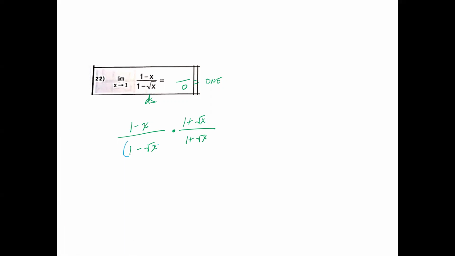So then once I have this, I'm going to go ahead and FOIL it. If I do FOIL, 1 times 1 is 1. That's the first. Outer and inner are going to cancel because there's a minus and a plus, and they're the same square root of x's. And then the last is going to be a negative square root of x times square root of x, which is just going to be 1 minus x.